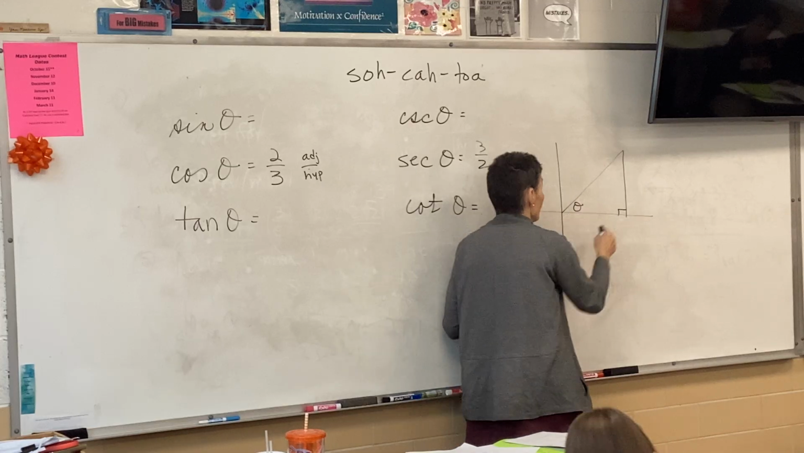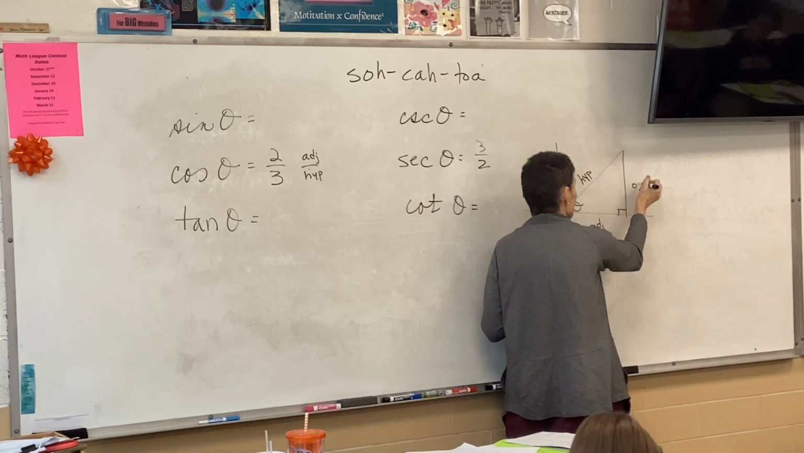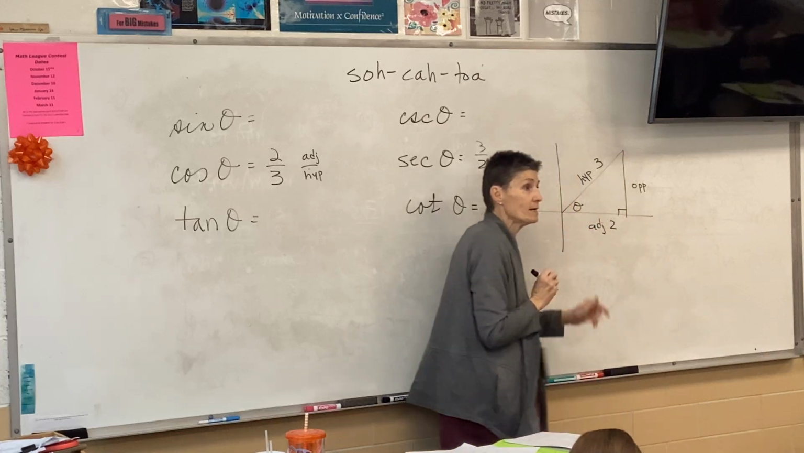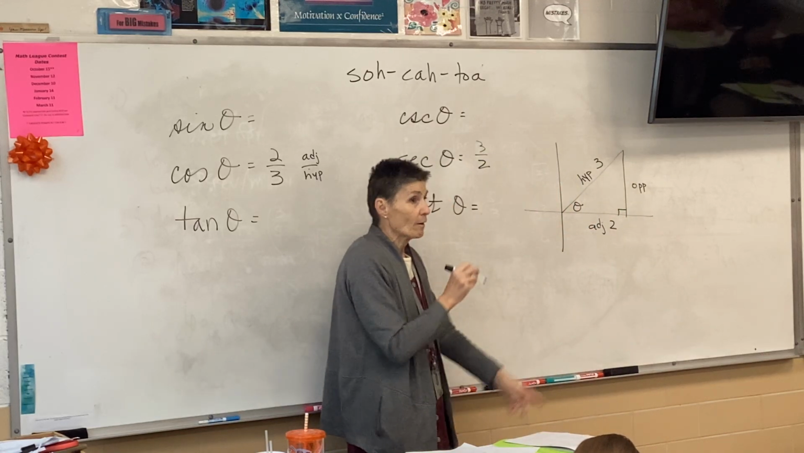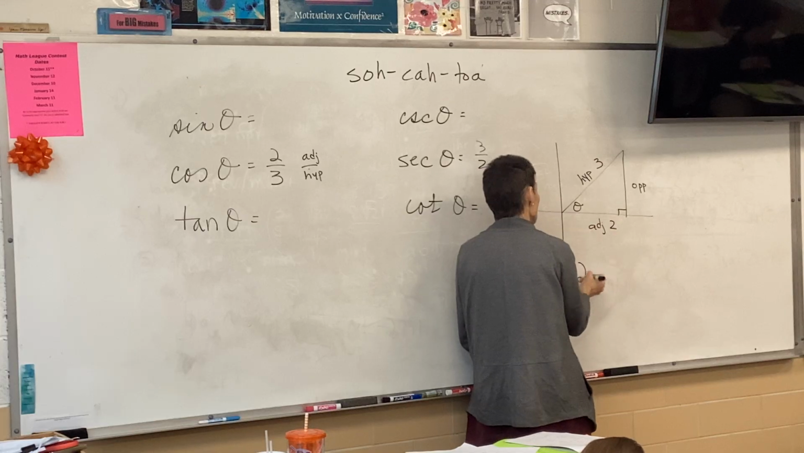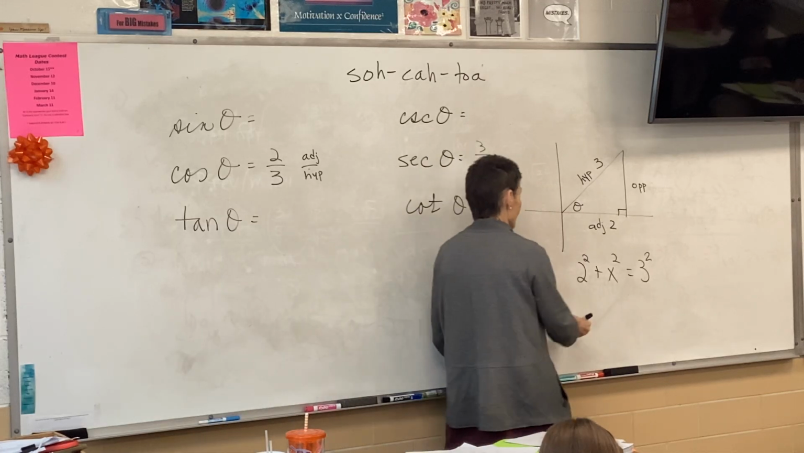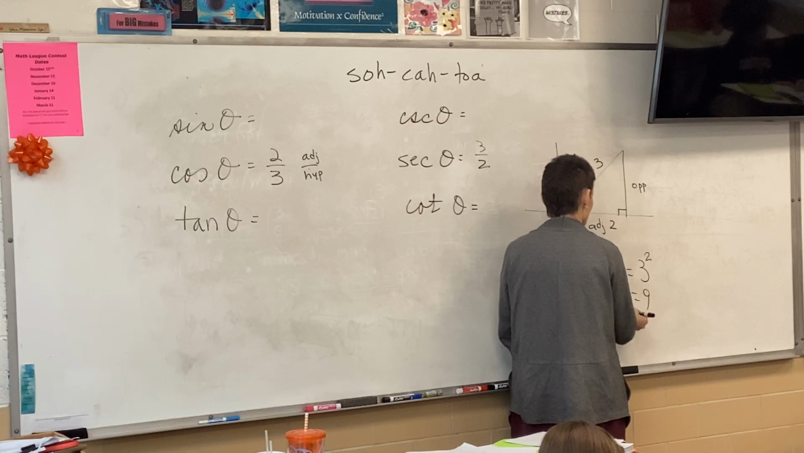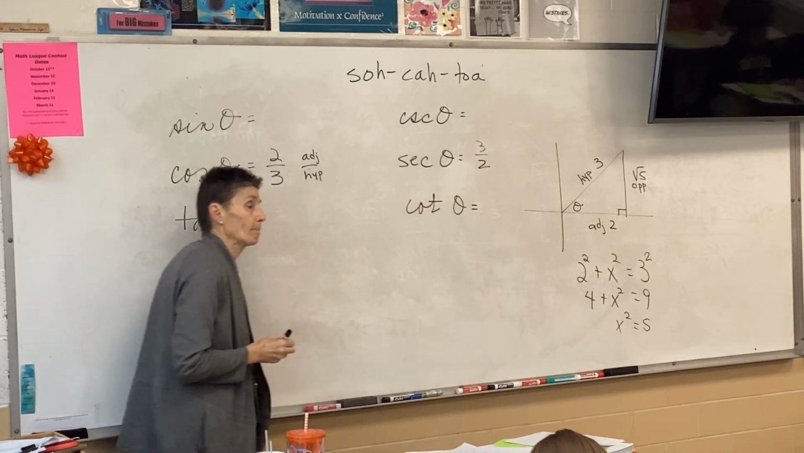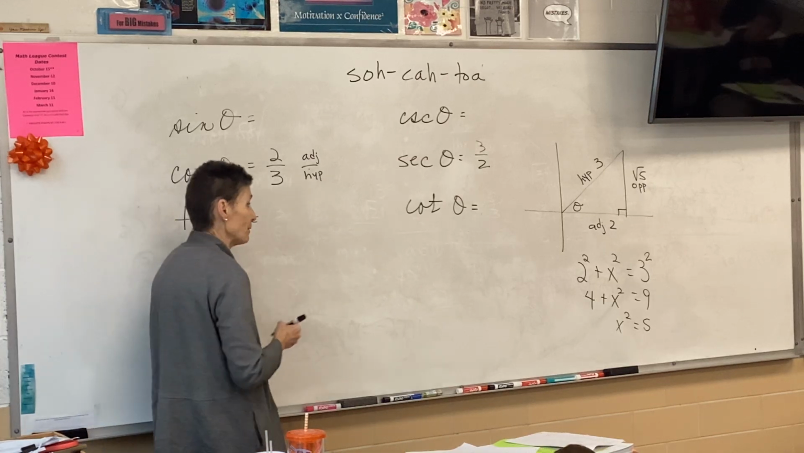Okay, so in this picture, I know this is the hypotenuse. Which side is this? Adjacent. And this is opposite. So I know that adjacent is 2 and hypotenuse is 3. So now I'm right back to where I was a minute ago. I need to find my opposite. Remember, that's the hypotenuse. So 2 squared plus x squared equals 3 squared. So 4 plus x squared equals 9. It looks like this is root 5. Would you agree? Yeah.